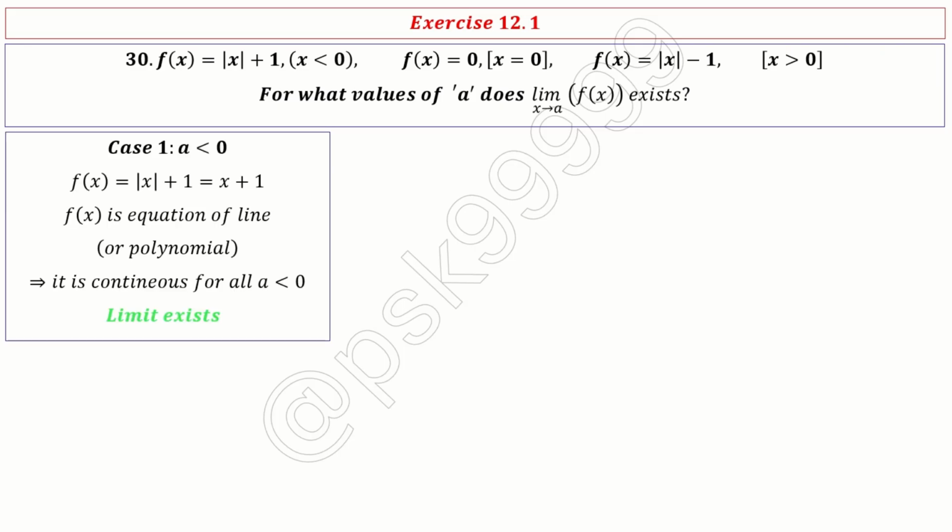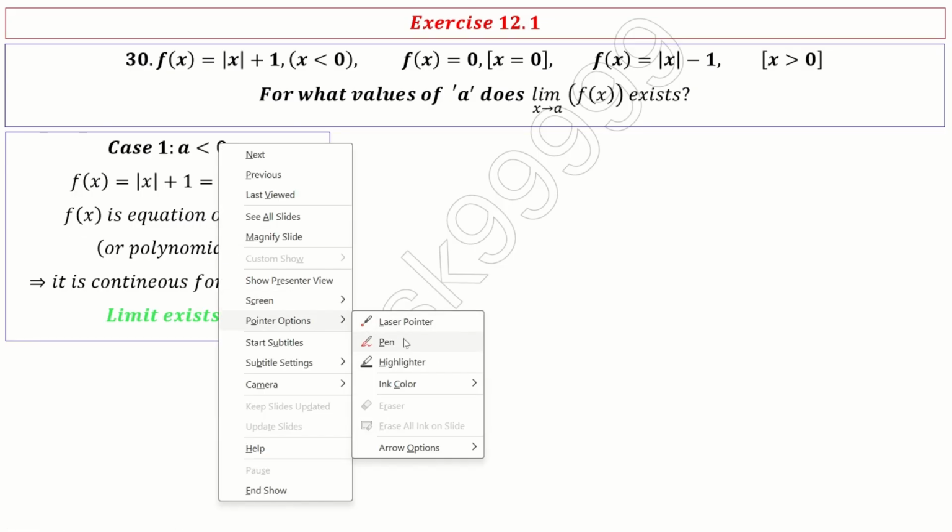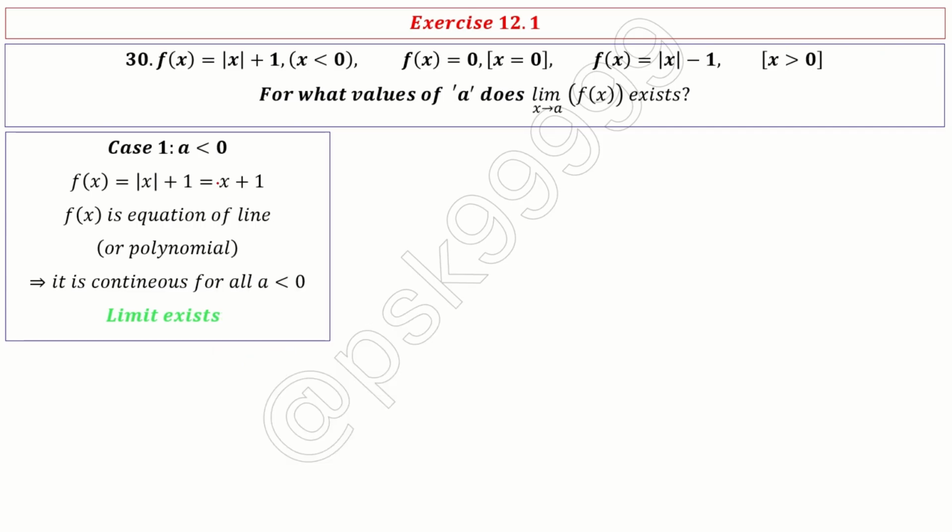Let's take case 1: a is less than 0. Let's assume a is less than 0. If a is less than 0, which function is there? The function is absolute x plus 1. So f of x equals absolute x plus 1, which, because x is less than 0, becomes minus x. Sorry, this is for a less than 0. This will become minus x plus 1. Let me correct it so that you understand what I'm trying to tell. This will become minus x plus 1.